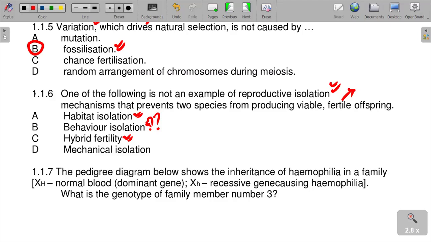So behavior isolation is not an example of reproductive isolation, because there are also artificial methods where people can bring organisms in contact, and then they are able to reproduce and make a viable offspring because of artificial or selective breeding, which can also take place. So our answer is B.